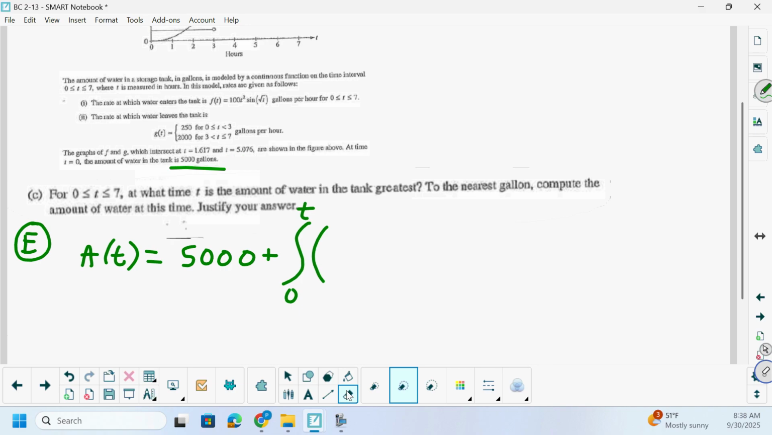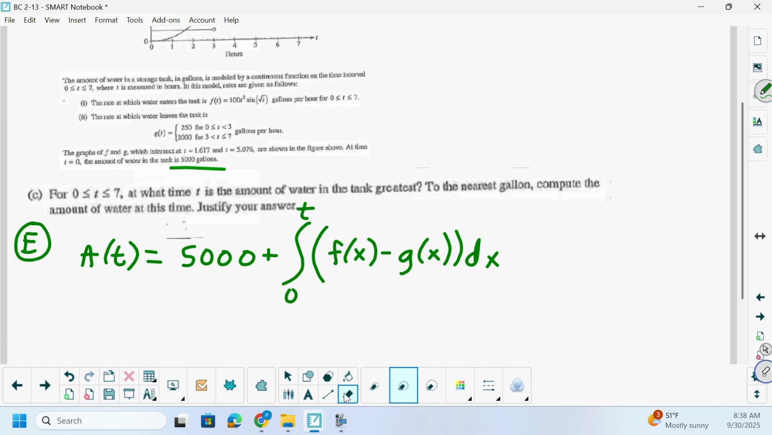Now, inside here, we can't use t because we needed t to match the t in our A of t. So what we pick is a dummy variable. It can be any other variable that's not used in the problem. I'm just going to go with x. So we would put in here f of x minus g of x dx. And this is our equation that represents our water in the tank at any given time. If we wanted to know at 2 hours, we'd have A of 2, and we would just do our integral from 0 to 2.